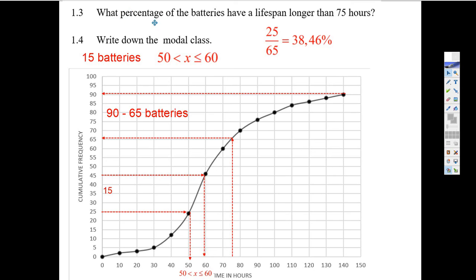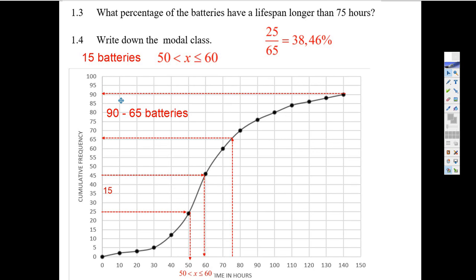The next question says, what percentage of the batteries have a lifespan longer than 75 hours? Well, all you do is you go in between 70 and 80 and run straight up until you hit the Ogive curve. And then you run straight over, and I get pretty close to 65. Well, the total is 90 minus 65. There's 25 batteries that are going to last for longer than 75 hours.